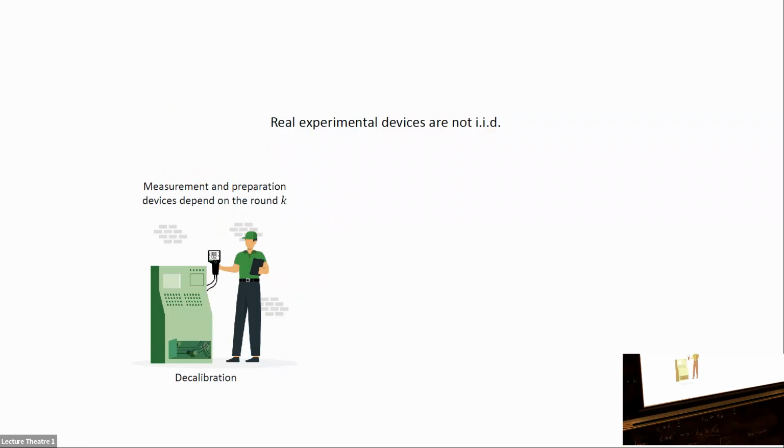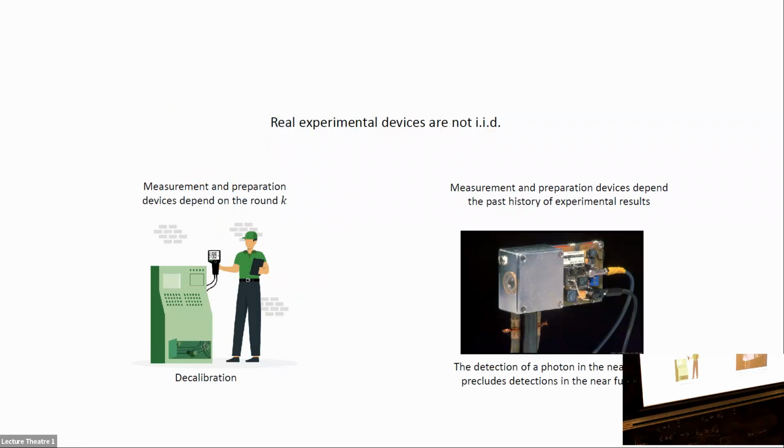Okay, we run through the experiment. And the second reason is much cooler, it's more physical also: the behavior of a measurement or a preparation device depends not only on the experimental round, but also on the past history of inputs and outputs that you got. And this you can see with photon detectors. If you detect a photon, then for the next few nanoseconds, you have problems detecting a second photon. They get a bit numb for a while, right? So it depends on what happened in the previous experimental round. So you really have both things.